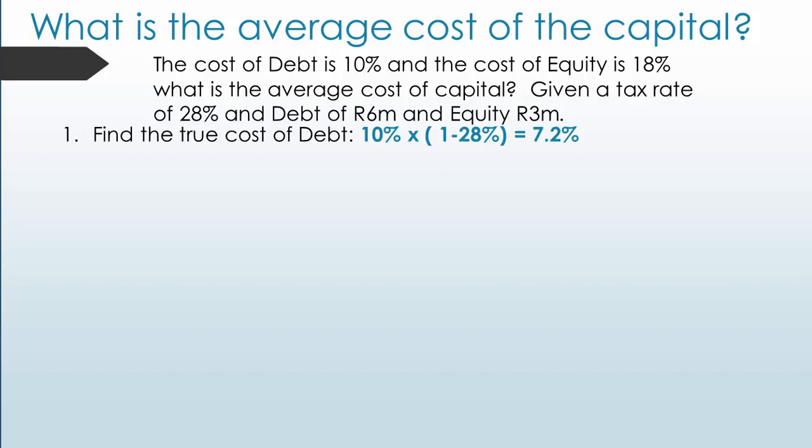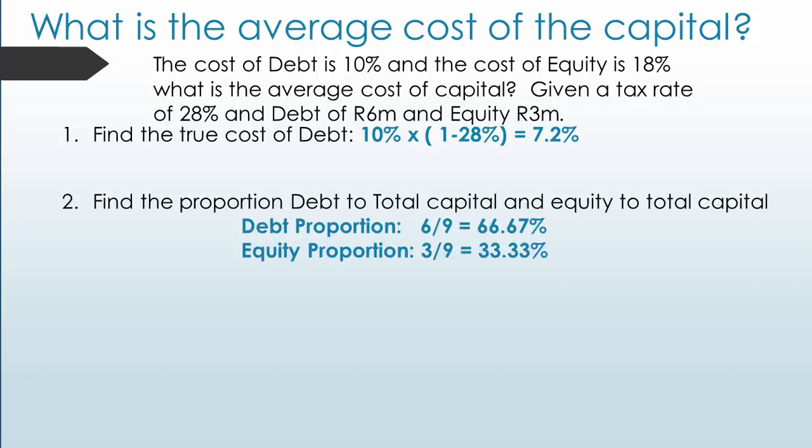So the first step that we had to do was to find the true cost of debt. The cost of debt is 10%, but we need to take that tax shield into account, so we multiply it by 1 minus the tax rate, and this will land up to be 7.2%. So the true cost of debt is 7.2%. The second step was to find the proportion of debt and proportion of equity. Your debt is 6 million out of a total of 9, which is 66.67%. Your equity is the remaining 3, which is 33.33%.